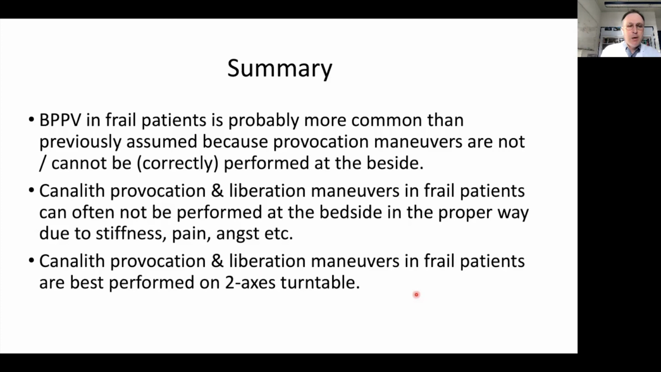Okay, let me sum up. BPPV in frail patients is probably more common than previously assumed because the maneuvers cannot be performed correctly at the bedside. And this is because the frail patients are stiff, they have pain, they have angst, and therefore the canalith provocation and liberation maneuvers in frail patients are better performed on 2-axis turntables, which can be manual and relatively low cost.